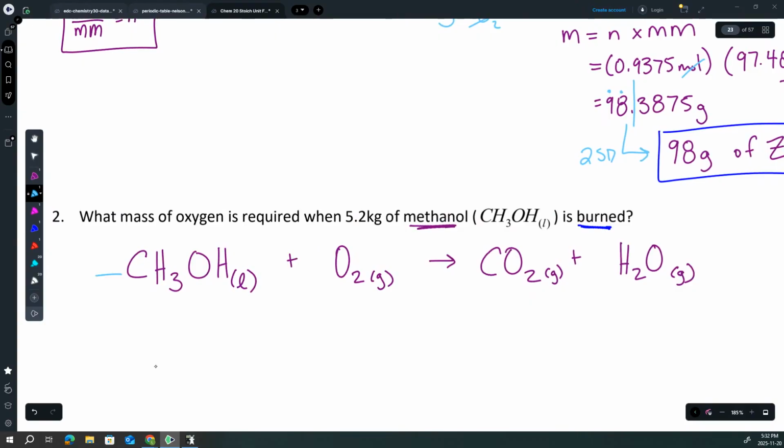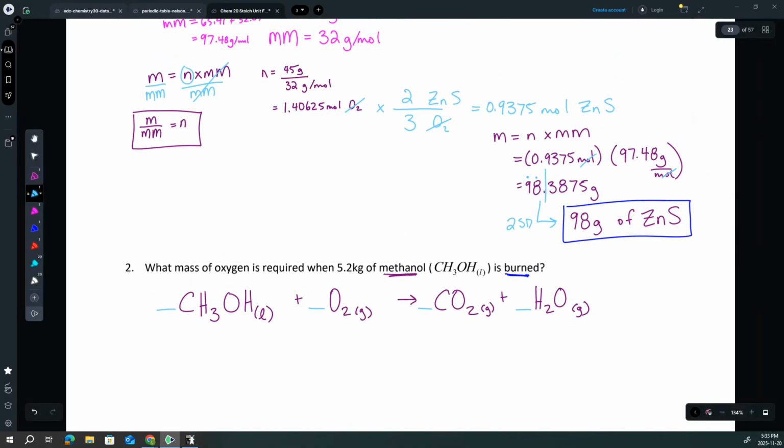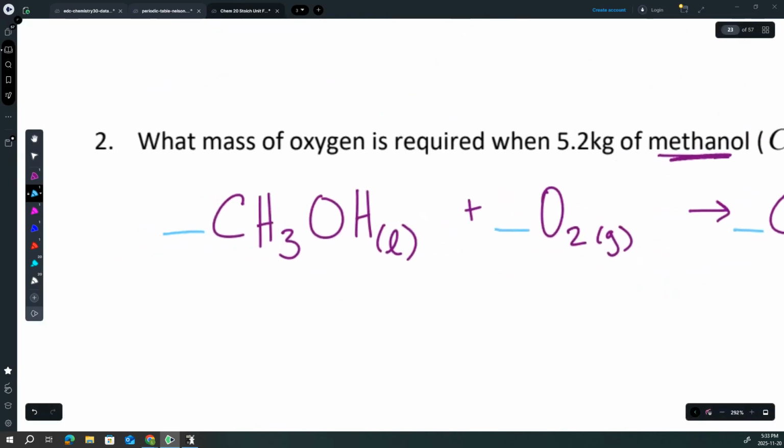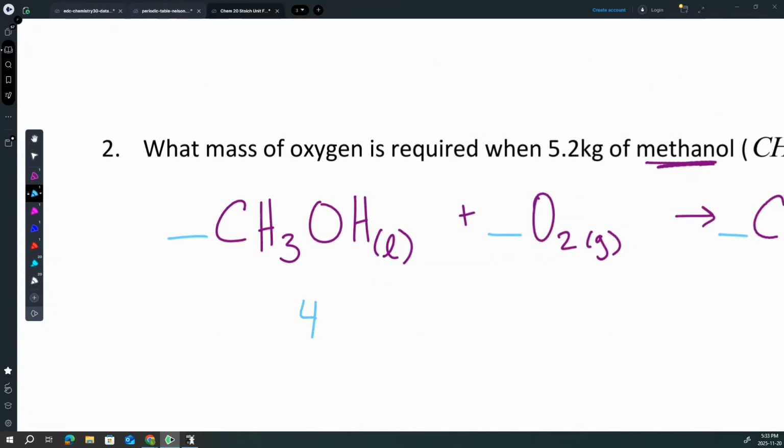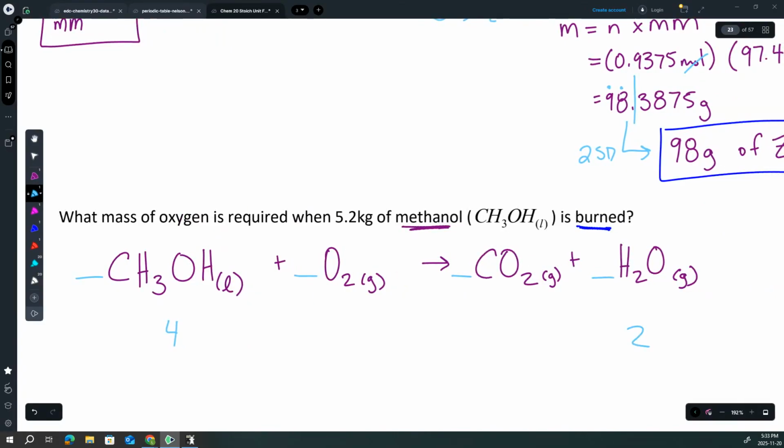So we got our skeleton equation here. So what we need to do is we need to balance it. So for carbons, one going in, one coming out. Okay. For hydrogens, by the way you balance reactions like this or combustion reactions is it's always going to be carbon first, hydrogen second, oxygen is always balanced last. That's the easiest way to balance these. Okay, so for hydrogen, we have 4 coming from methanol, and we've got 2 in our product. So I'm going to put a 2 right here so that those are balanced.